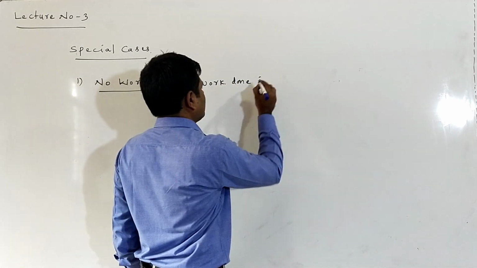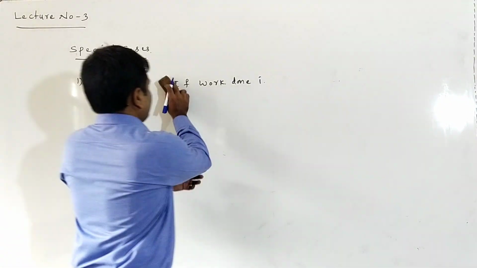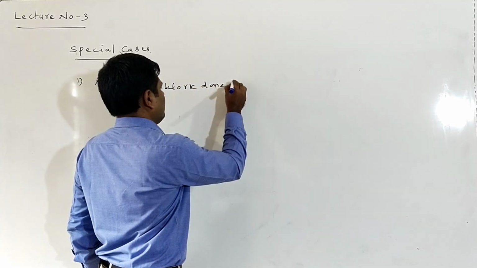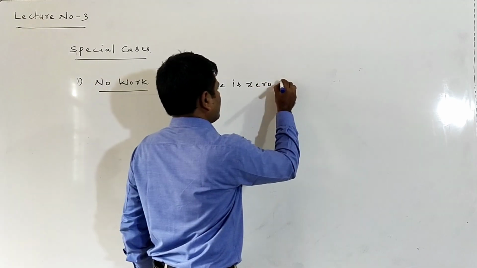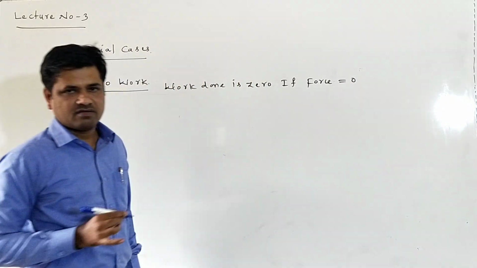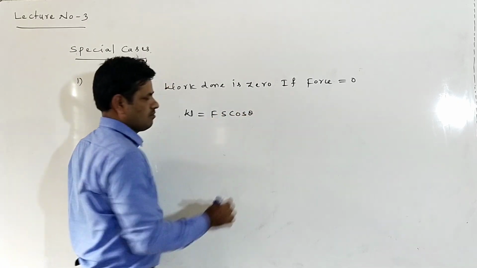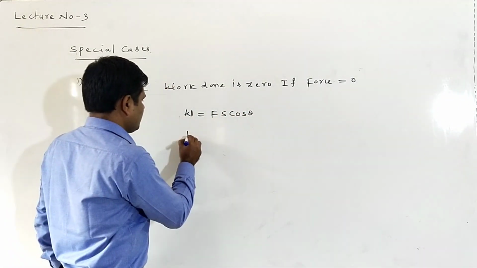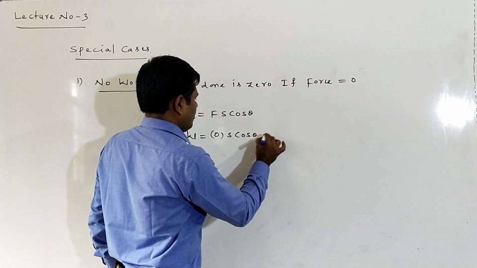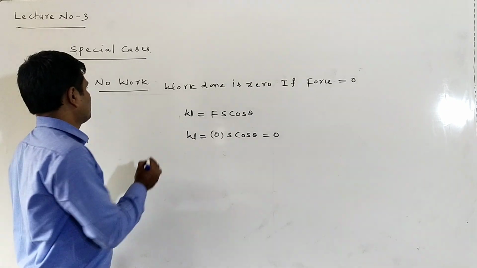Work done is zero if force equals zero. This is the first condition. Force equal to zero means W is equal to Fs cos theta, that is W is equal to F, with force equal to 0, into S cos theta. Now 0 multiplying with all these values, we get 0. This is your first condition.